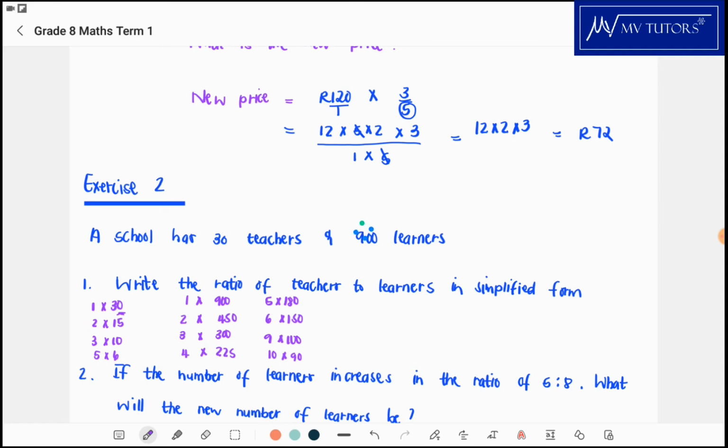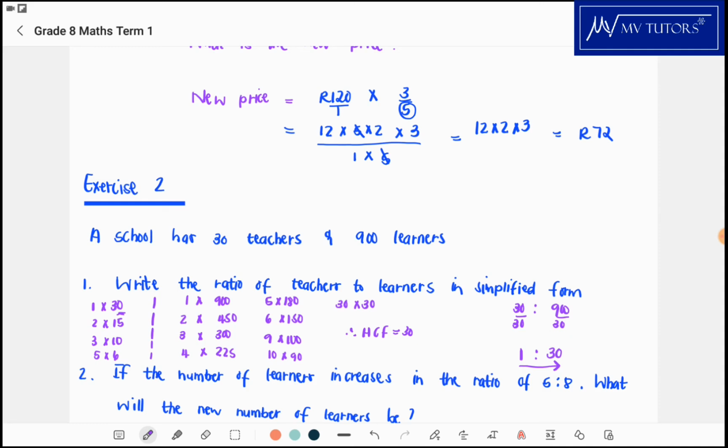So let's just say we went through 10, 11, 12, 13, 14, 15, and we reached all the way to 30. So now what do I need to multiply 30 by in order for me to get 900? Well, it's going to be 30. So therefore, we can conclude that the highest common factor is 30. And remember our ratio? This is 30 to 900. So if we now divide by the highest common factor, our simplified form will be 1 is to 30. So for one teacher, there are 30 students.